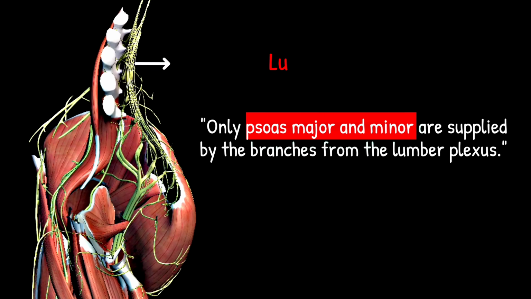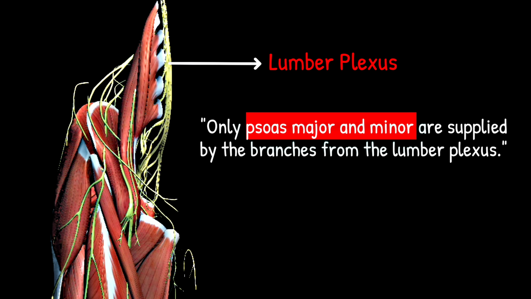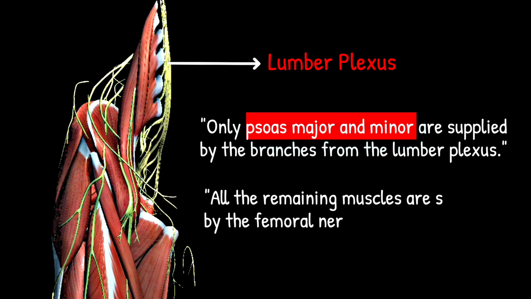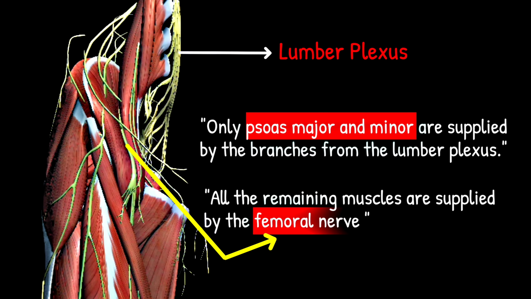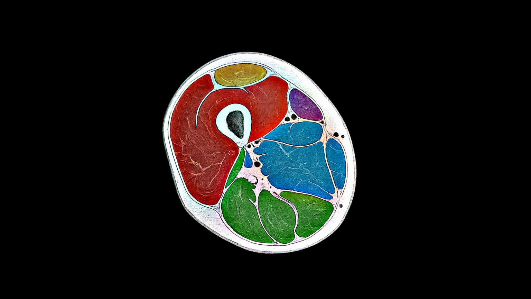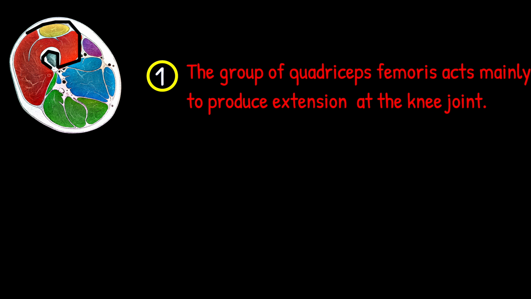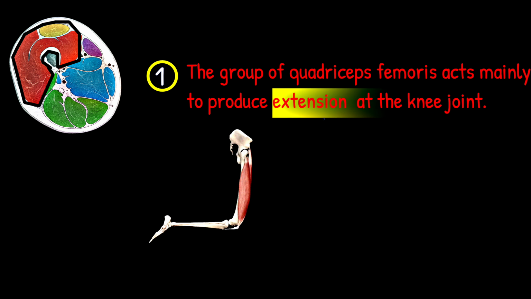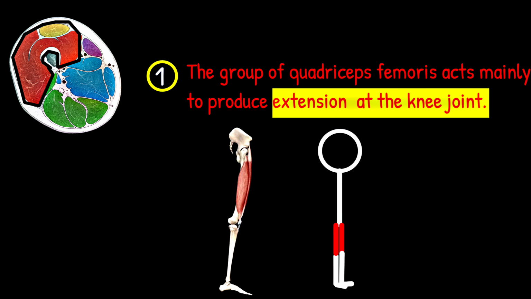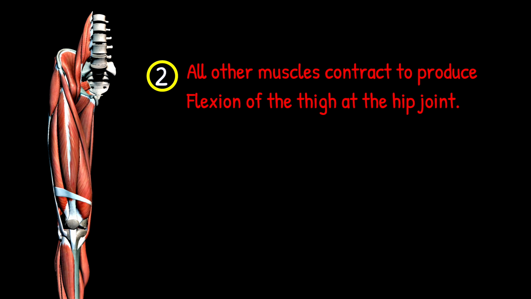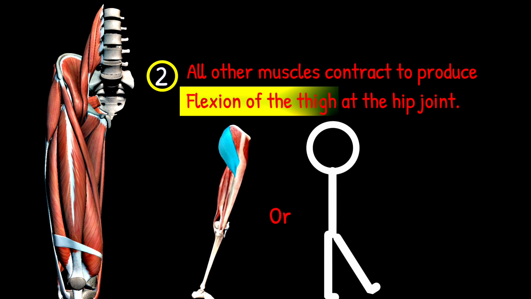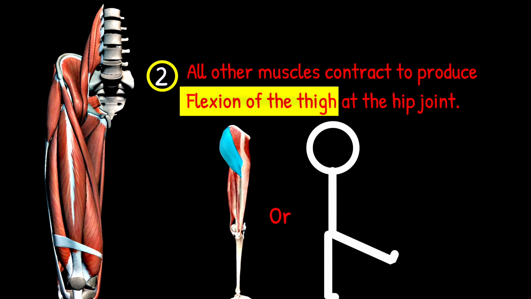Regarding the nerve supply of the anterior thigh muscles, remember a point. Only the Psoas major and minor are supplied by branches from the lumbar plexus. All the remaining muscles are supplied by the femoral nerve. Regarding the main action of all the muscles, remember 2 points. 1. The group of Quadriceps femoris acts mainly to produce extension of the leg at the knee joint. 2. All other muscles contract to produce flexion of the thigh at the hip joint.